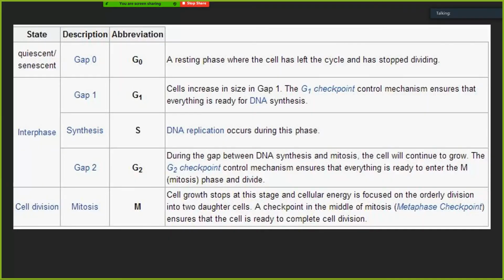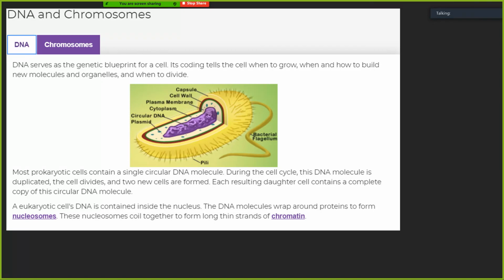Okay. All right. So let's take a look. First of all, let's look at what DNA is, or just the structure of DNA and chromosomes. So in a cell, right? First of all, remember we have prokaryotic cells and eukaryotic cells, right?